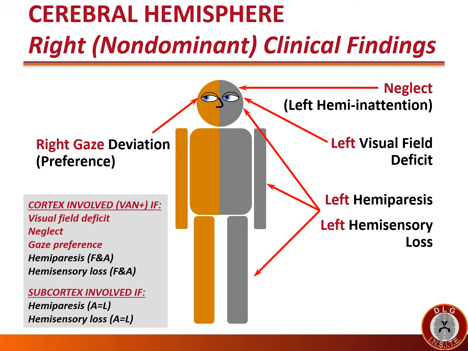Once again, one can say a patient is so-called VAN positive if they have the hemiparesis involving the face and arm at least, as well as the visual field deficit, neglect, or gaze preference. Any of those three makes a patient VAN positive. The subcortex is also involved in addition to the cortex if there's hemiparesis involving arm and leg equally. Now there may be just subcortex alone involved, involving arm and leg, and then the patient is VAN negative. None of those cortex findings would be found on history or exam.